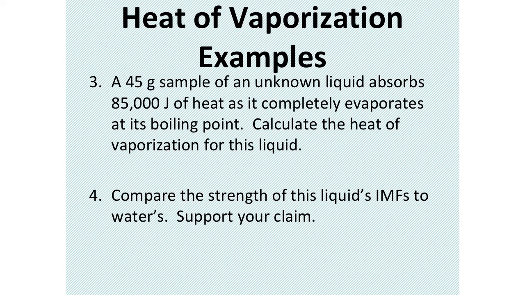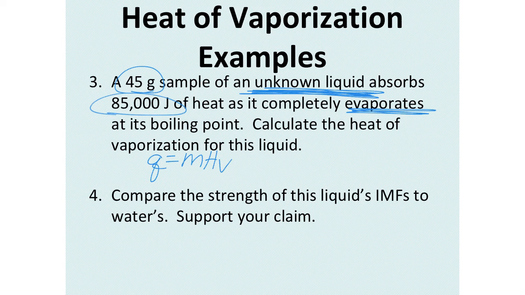All right, question number 3. We have a 45-gram sample of an unknown liquid. This is not water, therefore we cannot use the values for water given on table B. My Q is 85,000 joules, and this is evaporating, so I know I'm using heat of vaporization. Also, they're telling me I need to find heat of vaporization, which is a huge clue as to which formula to use. So we have 85,000 joules, 45 grams, and HV is what I am solving for.